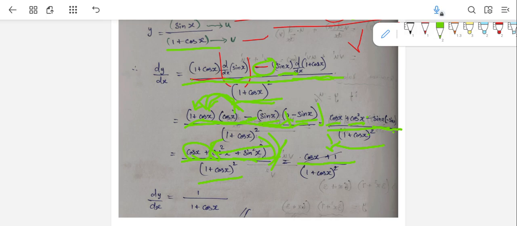I hope everyone understands this. If you don't understand, then I am sure you didn't watch the previous video lecture. You are not good at trigonometry, so first do watch that.